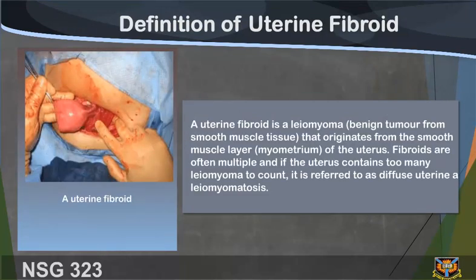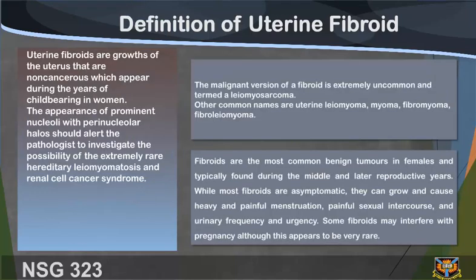Definition of uterine fibroid. A uterine fibroid is a leiomyoma, a benign tumor from smooth muscle tissue that originates from the smooth muscle layer, the myometrium, of the uterus. Fibroids are often multiple, and if the uterus contains too many leiomyoma to count, it is referred to as diffuse uterine leiomyomatosis. Uterine fibroids are non-cancerous growths of the uterus which appear during the years of childbearing in women.